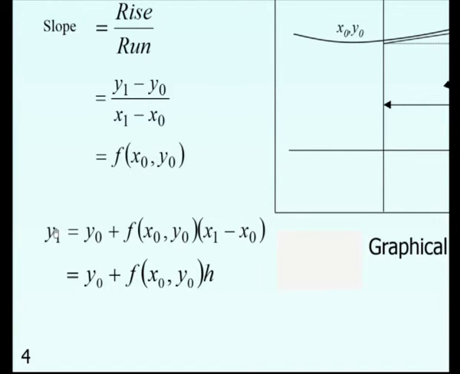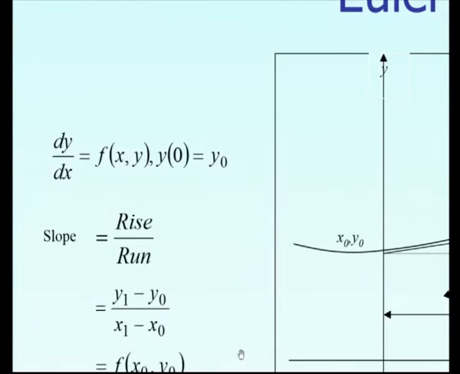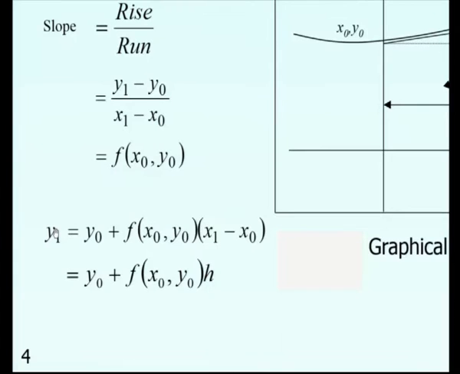So, y 1, the function value at the first time level, is computed approximately as y naught plus f value at the previous point times h. Here y naught is known because that is the initial value, x naught y naught are also known, and the step size is known. So, this kind of method is called Euler's method. This can also be obtained by integrating the given differential equation from x naught to x 1 and replacing by the left point rule. So, you get the same thing.